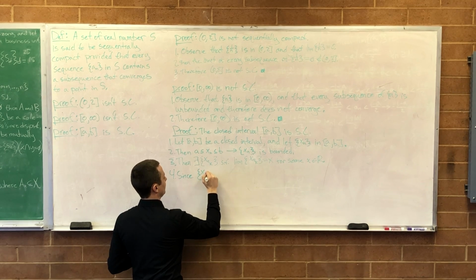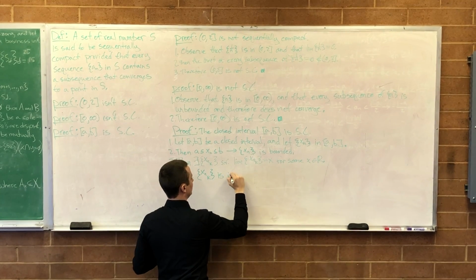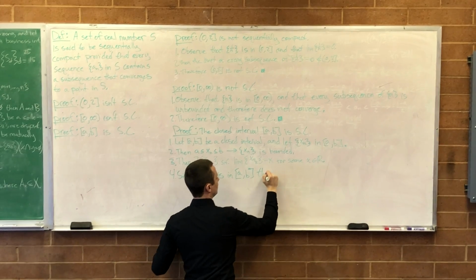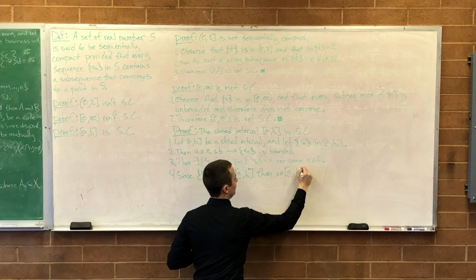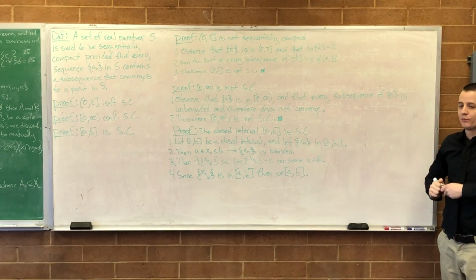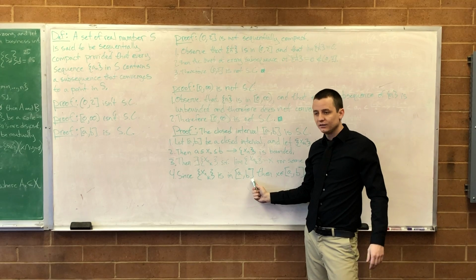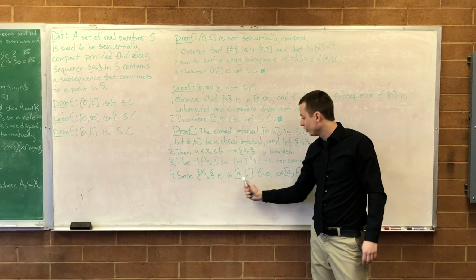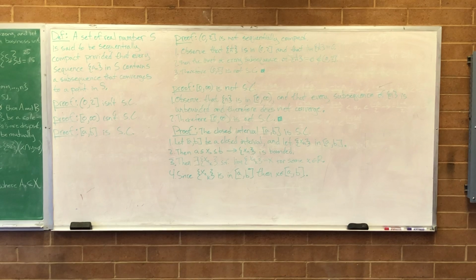So since x sub n sub k is in AB, then x is in AB. You remember this proof? We proved that if a closed interval contains a sequence that converges, then what that sequence converges to is also in the closed interval. That's what it meant for it to be closed. That was our definition of closed.